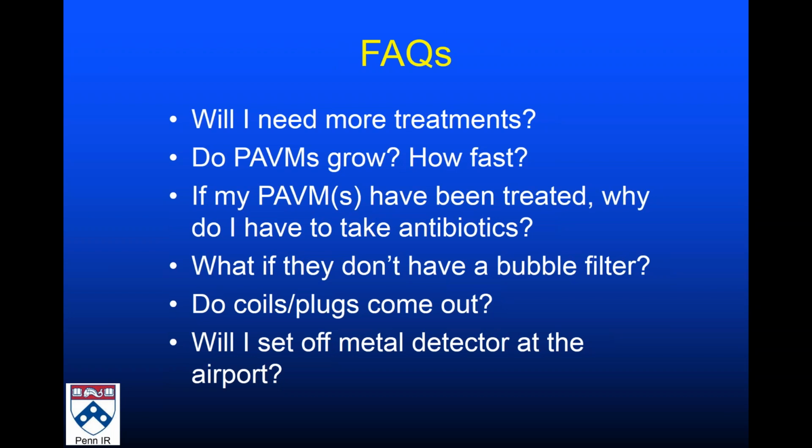Well, even if we treat the visible PAVMs, there are still small PAVMs that we can't see. If we took a section of somebody's lung with HHT and put it under a microscope, we'd probably still see small PAVMs. And the bacteria in particular are very, very small, and that's why we're trying to get that bacterial load down as low as possible with antibiotics when people have dental work and colonoscopy.